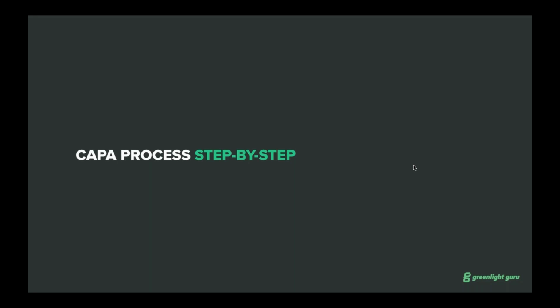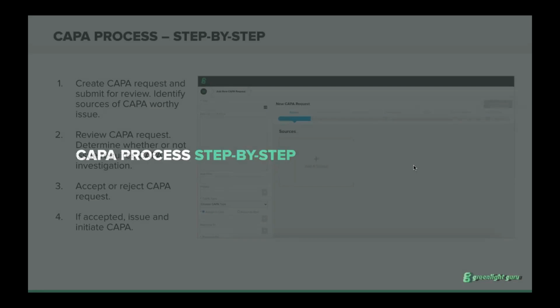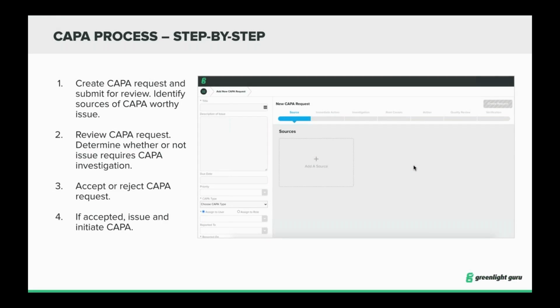So let's wrap things up today and talk a little bit about the CAPA process step by step. There's about a handful or a couple handfuls of steps, if you will, that are involved in this. When you identify a systemic issue that is a candidate for a CAPA, the first step in your process is initiating that request, and that request should be submitted to review.